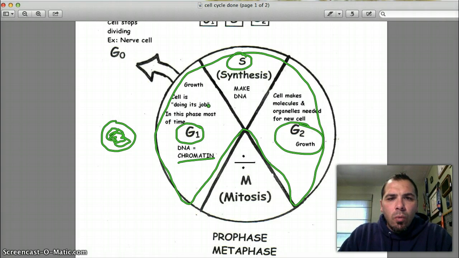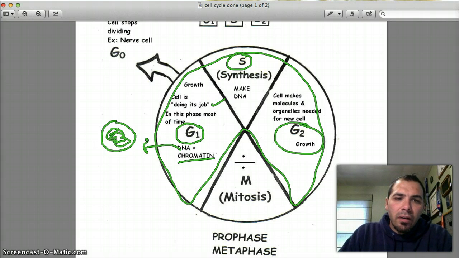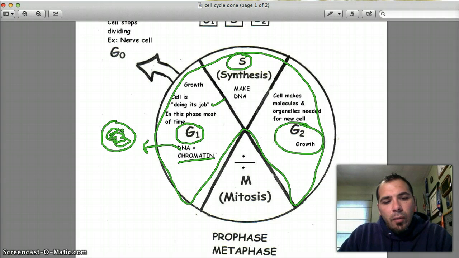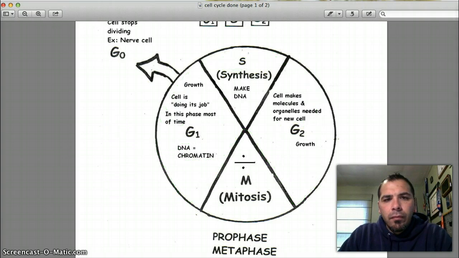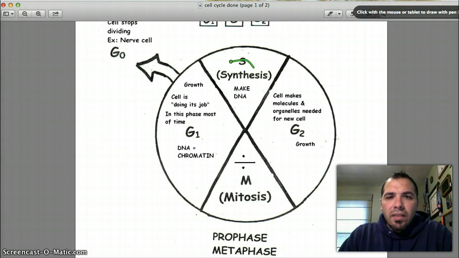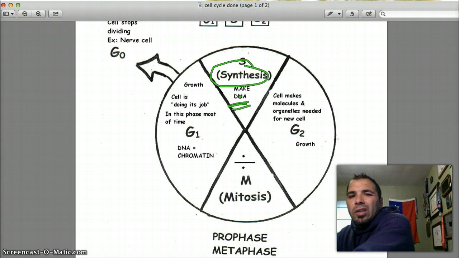What you know about G1, the cell is doing its job, and most of the time is spent in G1, and actually it's interphase overall. So again, the key to interphase is this right here. Here's my nucleus. This is all my chromatin. S, just like what it sounds like, synthesis. We're making DNA. We'll talk about DNA replication here in a little bit.